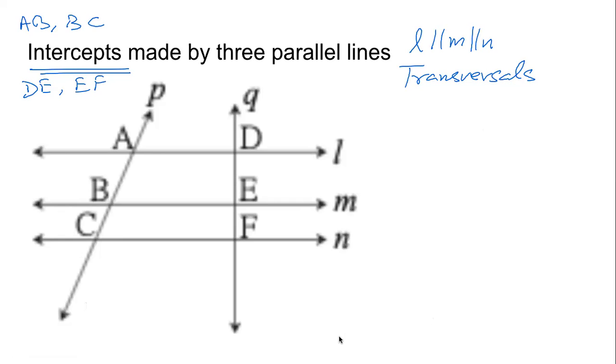Right? We understood that when there are three parallel lines or more, and there are multiple transversals intersecting them, then the intercepts are in the same ratio. They are in proportion. That means the ratio of AB and BC will be equal to the ratio of DE and EF.